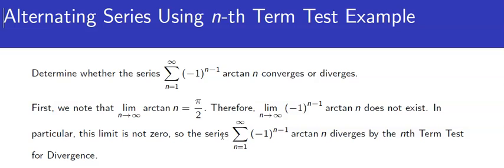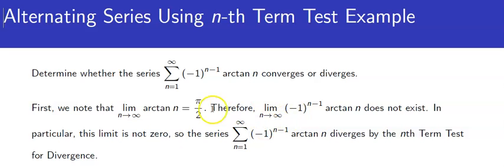Another way to think about that is the derivative of inverse tangent is 1 over 1 plus x squared. That's certainly always positive. So these pieces here, the arctangent of n is never going to decrease. So right away we know that we can't use the alternating series test.